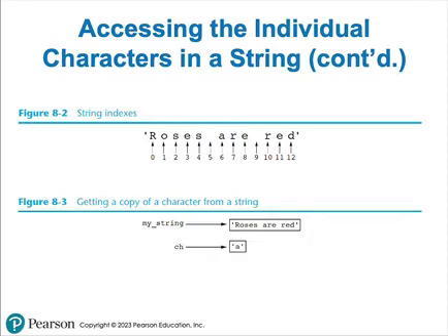This is showing you that the indexes start at 0. It's also pointing out that spaces are characters as well. So position 5 and position 9 are going to be space characters. Here they're just showing you that my string is a reference to the entire string, and a particular character at some point would be pointing to one of the characters in the string.